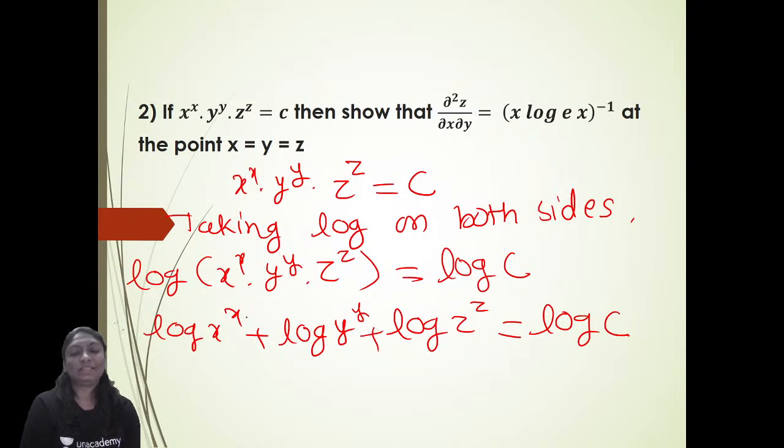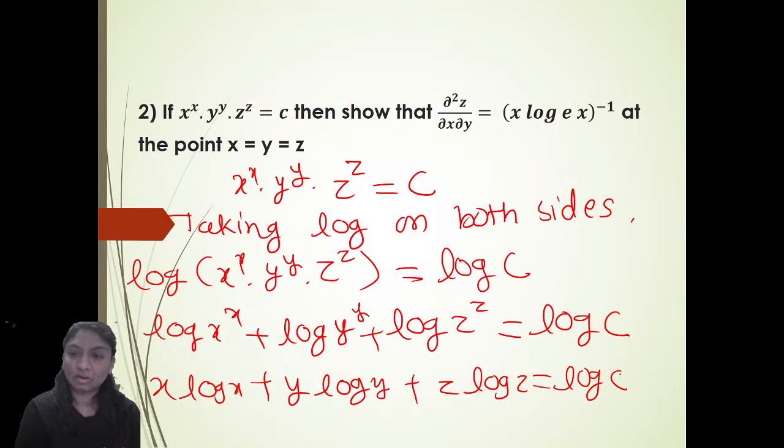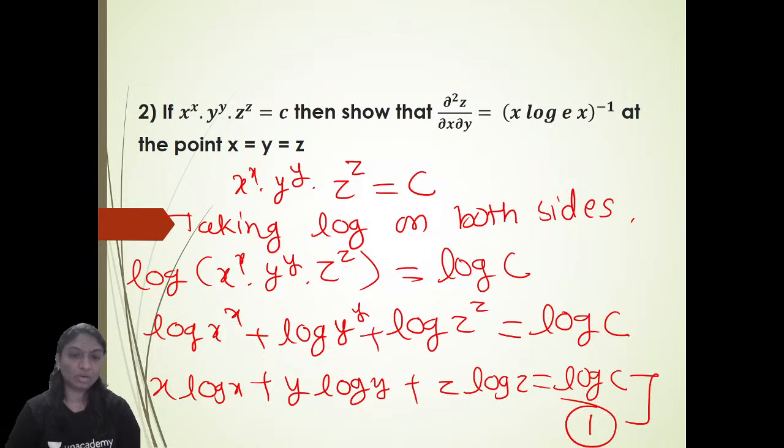Now you will get x log x plus y log y plus z log z is equal to log c. Let us call this equation number 1. Now we will differentiate equation number 1 first partially with respect to y, because we require d square z upon dx dy. So first we are differentiating this partially with respect to y, keeping x as a constant, and z is a function of x and y, right? z is a function of x and y.